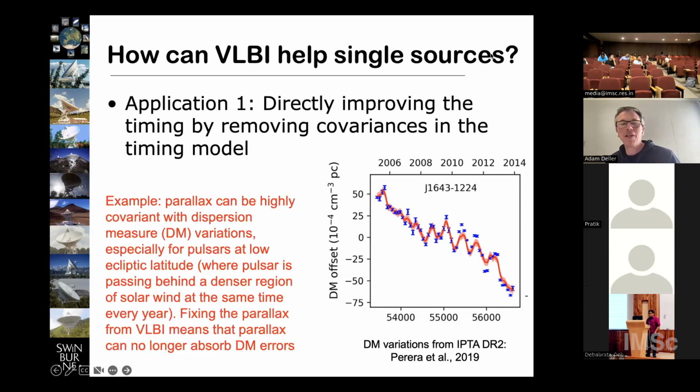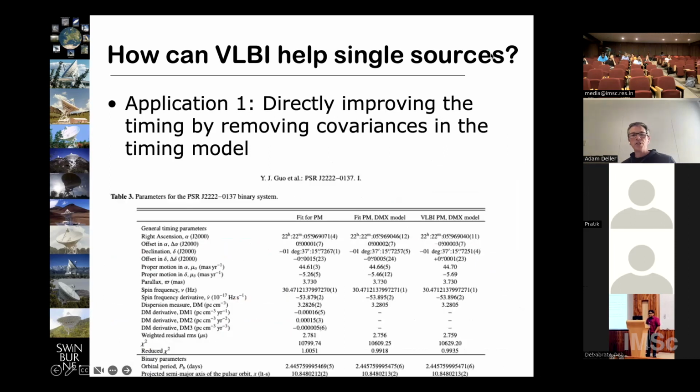Apart from the fact that it's particularly a challenge for pulsars that are at low ecliptic latitudes, where the pulsar goes behind a greatly varying density of the solar wind at different times of the year. And so this was just another example from a recent paper that I was a co-author on, led by Gao et al., where we looked at this for PSR J2222-0137, and you don't need to focus in on the details here, but when you fix the parallax and you fix the proper motion, you see significant changes in some of the other fitted parameters because of that.